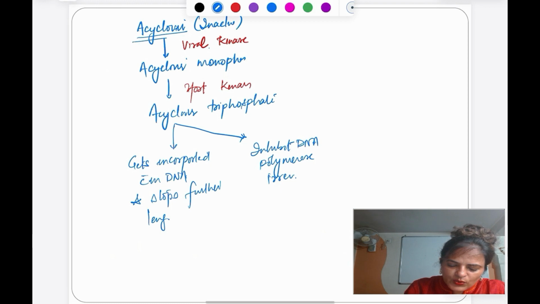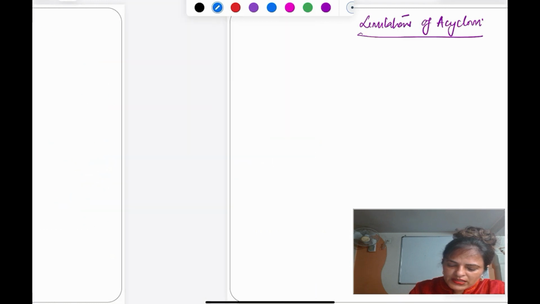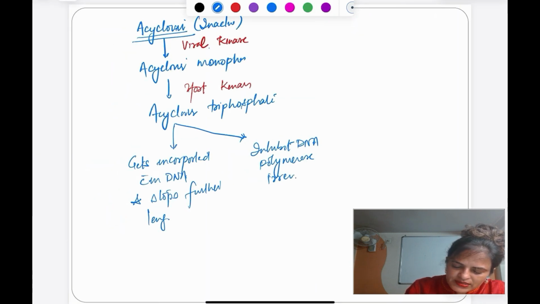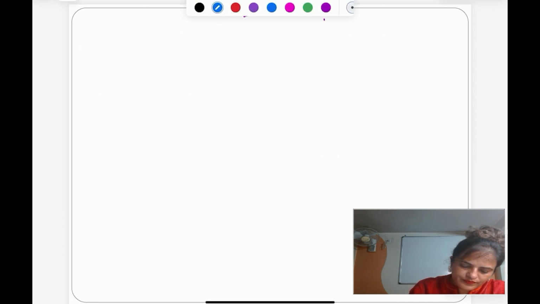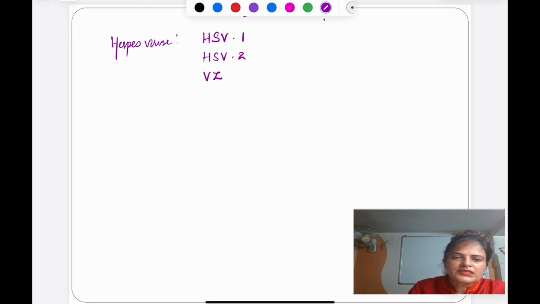Okay. Now acyclovir is used against herpes viruses; it is an anti-herpes drug. Now the herpes virus group includes what? Against which viruses are we using the drug? Herpes simplex virus 1, herpes simplex virus 2, then we have varicella zoster, Epstein-Barr virus and cytomegalovirus. These are the ones against which we need a drug.